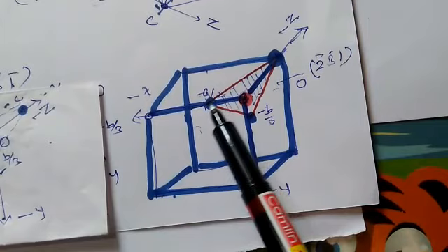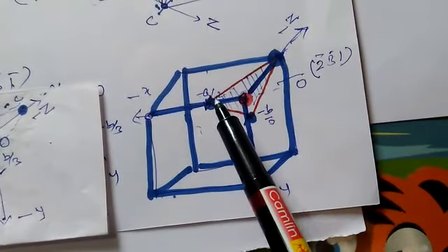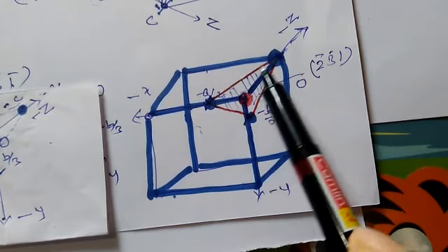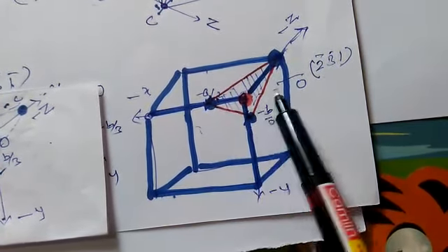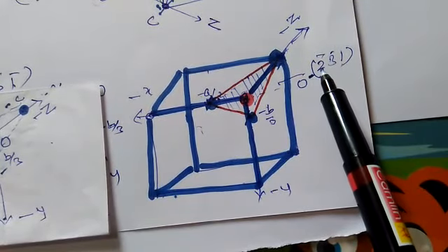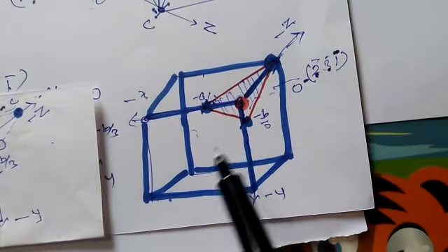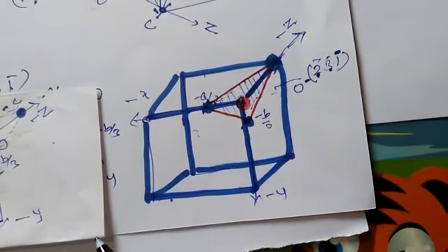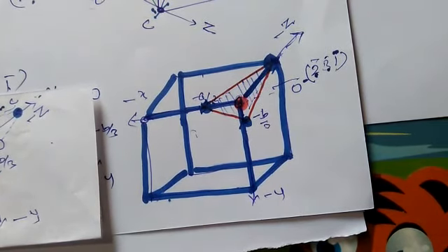You have to join, this is the intercept point, this one is the intercept point, and this one is the intercept point. You have to join here to here, here to here, here to here. You get a plane, and this will be the lattice plane of the Miller indices 2 bar, 3 bar, and 1 bar. This is the way we have to learn the formation of the lattice plane from the Miller indices. Thank you very much.